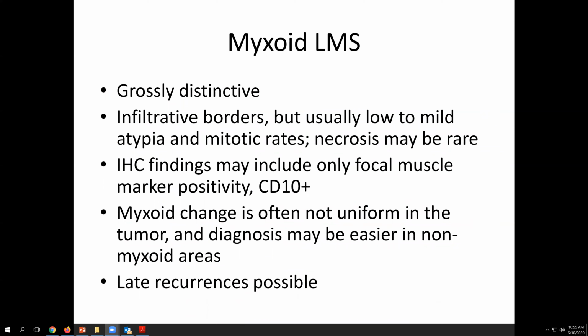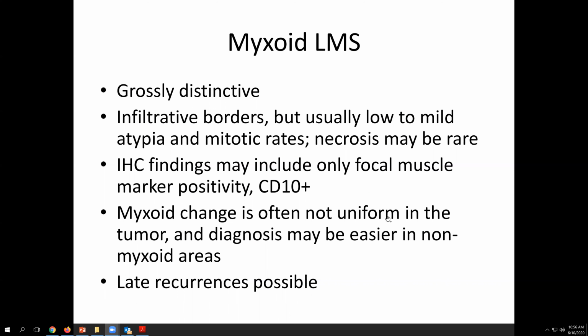A special variant of leiomyosarcoma is myxoid leiomyosarcoma, which can be grossly distinctive, and you'll see an image here in a second. It has infiltrated borders, but very low grade atypia, and the mitotic rate, because the cellularity is lower, needless to say, is low as well. Necrosis may be rare or very hard to find. These can occasionally be CD10 positive and only focally positive for muscle markers. So they're a little bit tricky if you're trying to use the brown stains to differentiate them.